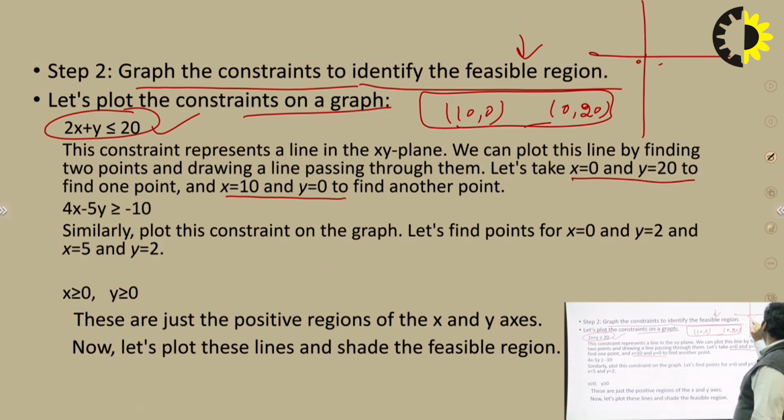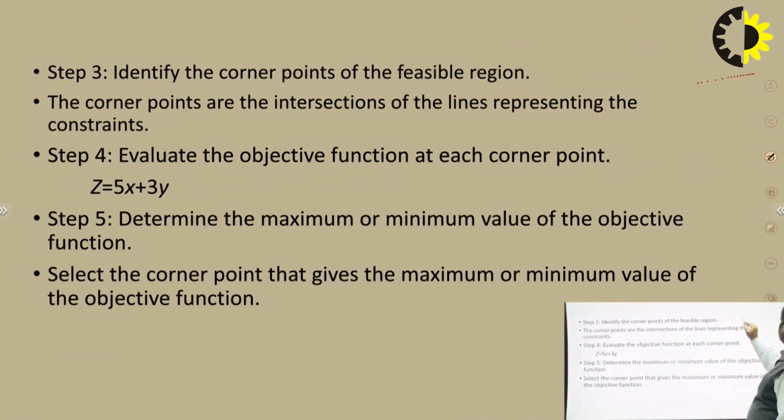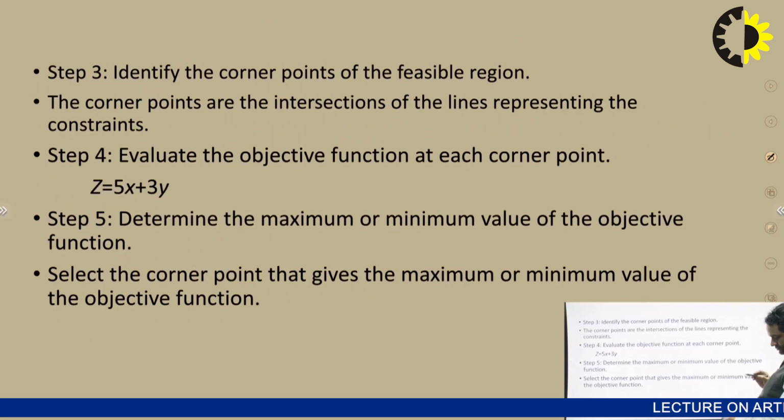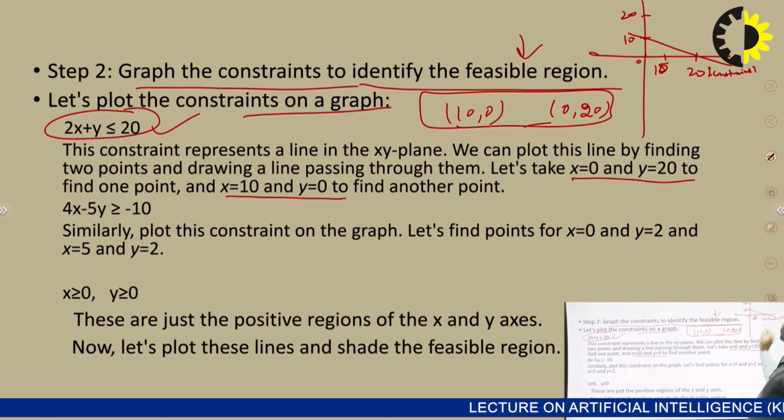This is 0, then 5, this is 10, 20. In the same manner, the first point is 10, 0, and the second is 0, 20. On connecting these, this is our first constraint, or we can say this is our first line. This is the first constraint.